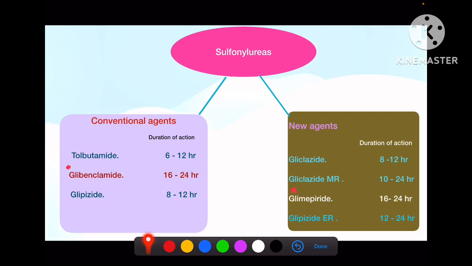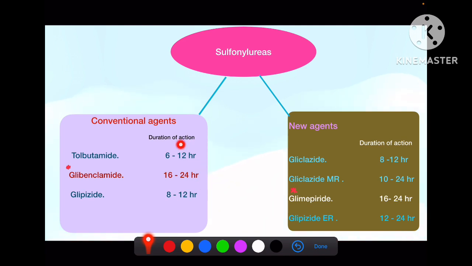This one is also very important: duration of action. Glibenclamide is a long-acting sulfonylurea. Its action might persist between 16 to 24 hours. Right? We consider glibenclamide as a long-acting sulfonylurea.